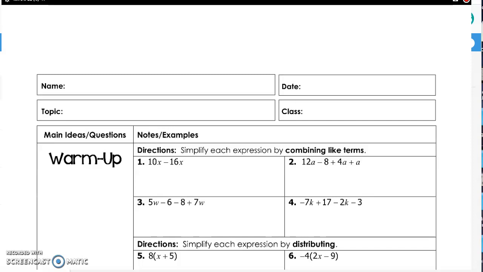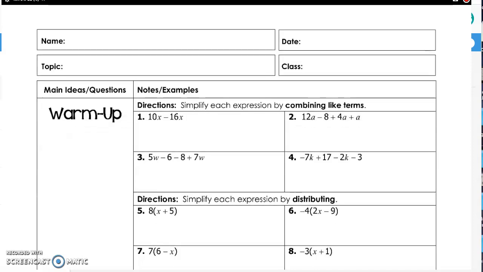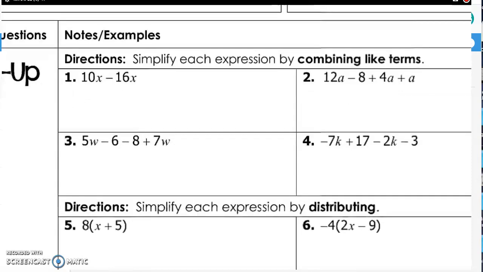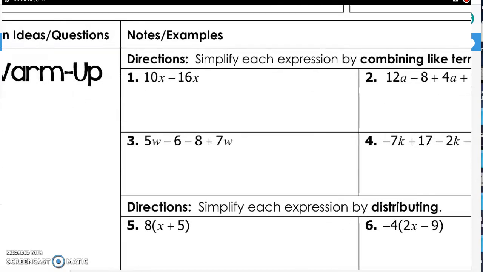On page 2.6 and 2.7, we are going to look at simplifying expressions again. So we have combined like terms and we have distributed, and now we're going to put those two things together. So we're going to start by reviewing combining like terms and distributing. So we're going to go through the odd ones.